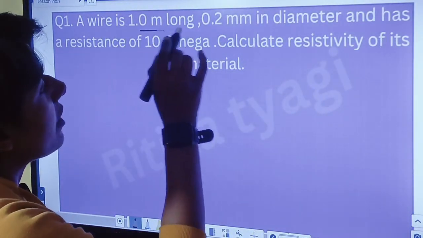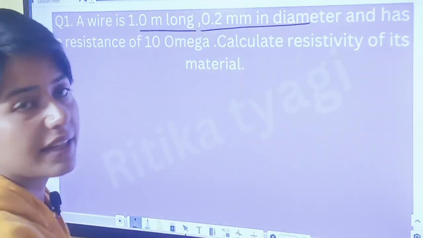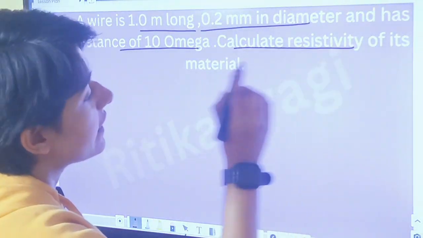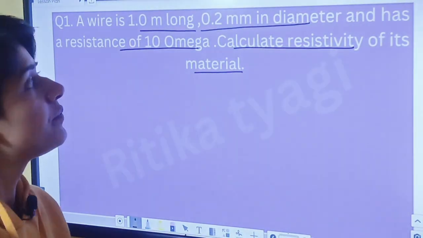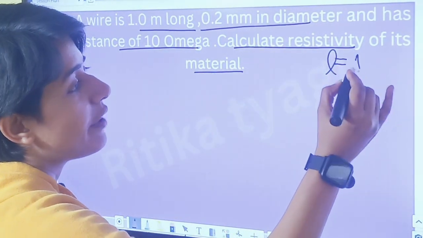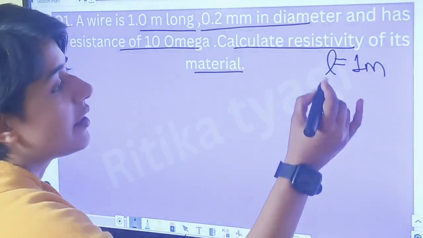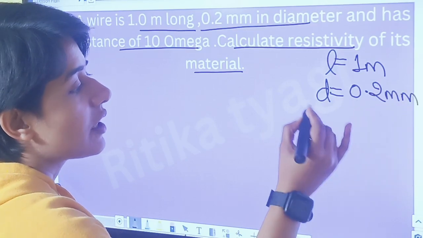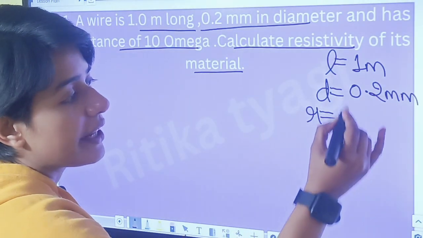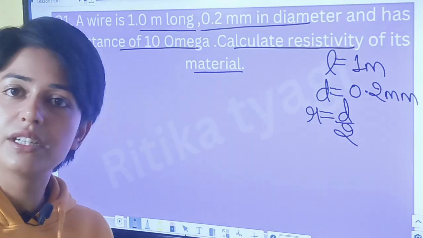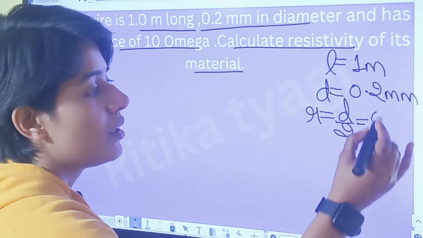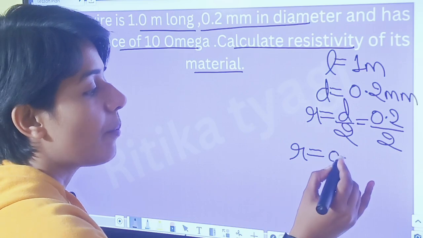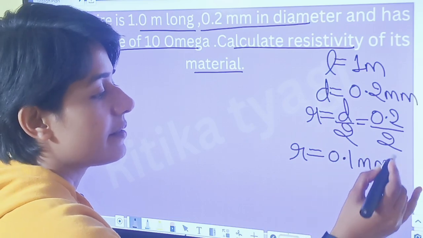A wire of 10 meter long, 0.2 mm in diameter has resistance of 10 ohms. Calculate resistivity of its material. Given is the length of wire 1 meter, diameter of wire 0.2 mm. First convert diameter into radius, that is R equal D by 2. Now 0.2 divided by 2, then we get 0.1 mm radius.